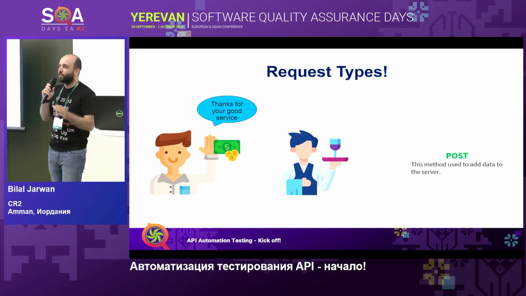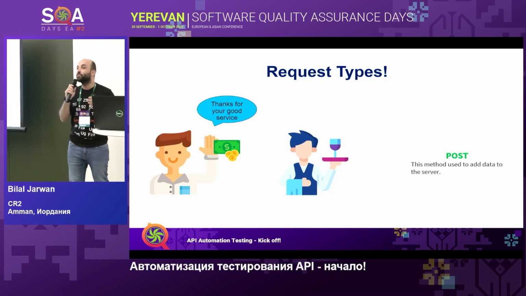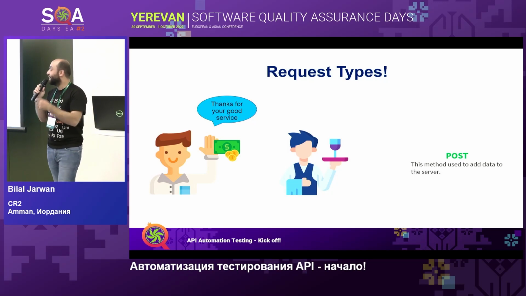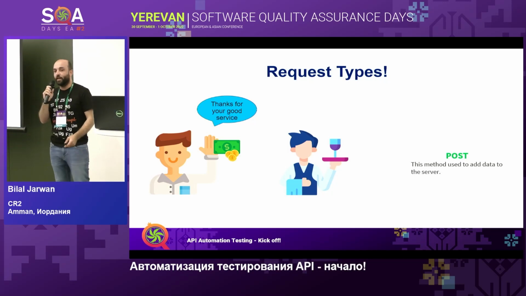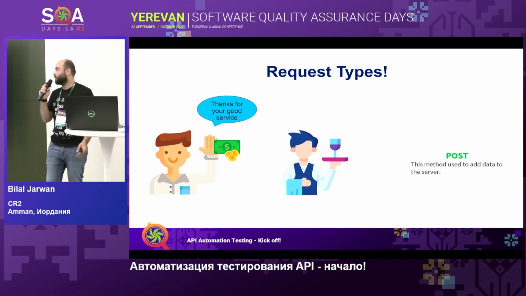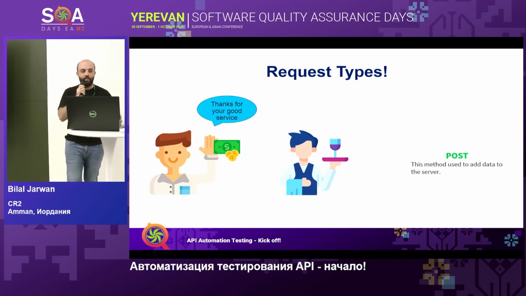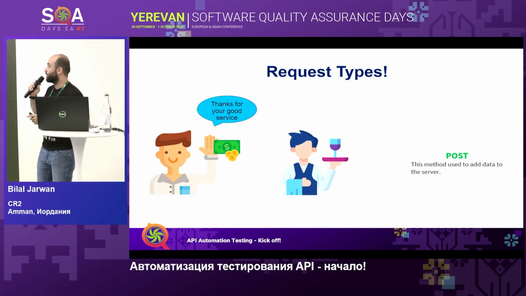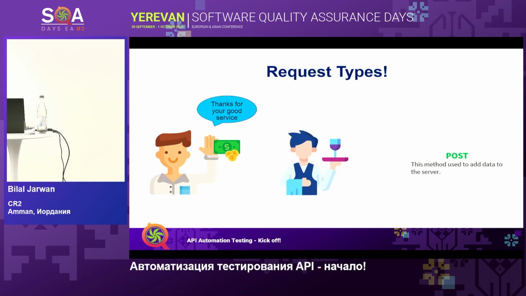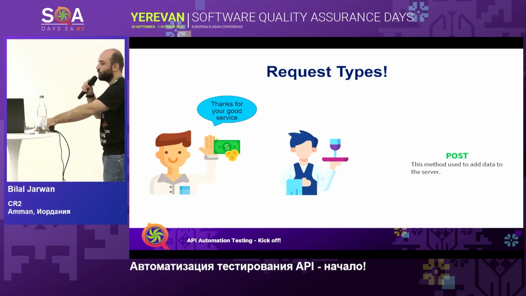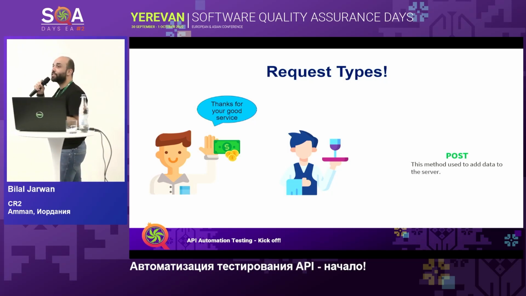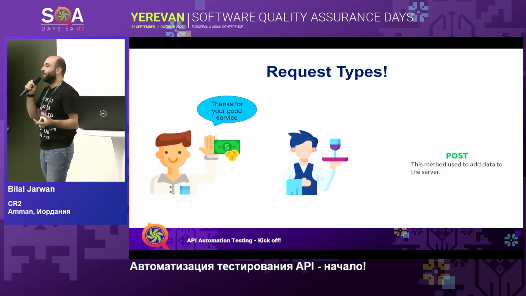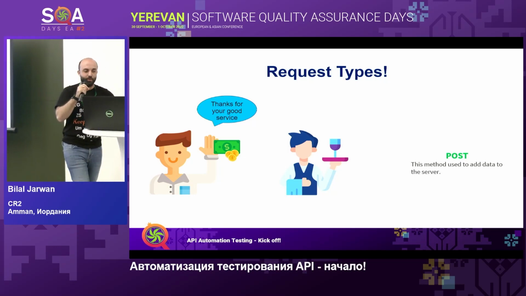If we move to the next one, it is POST. I know that all of us know what POST means. If you need to add something in the database, this is the main idea of POST. So, for example, you can give the waiter a tip. If you want to add something to the database, you need to use the POST API, and in this example you are just adding something to the restaurant without getting anything back. He will just say, yeah, thank you very much for your tip.